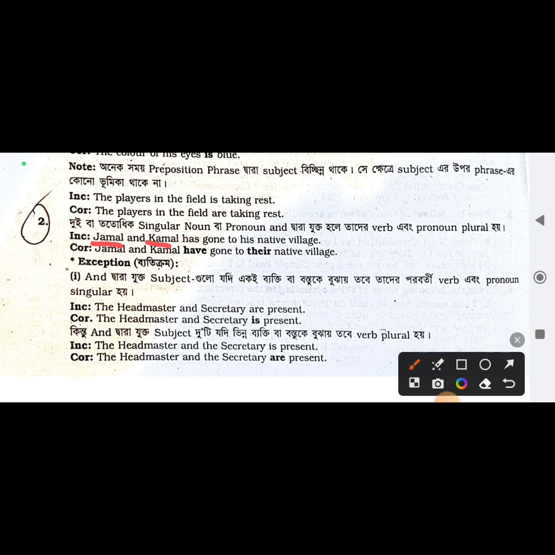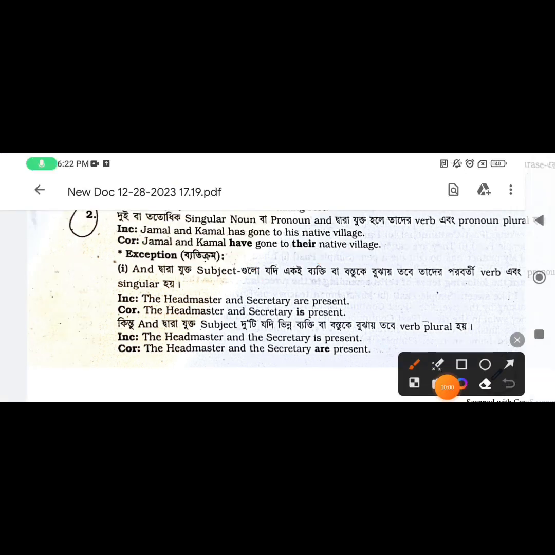That is the incorrect one, and the correct one is Jamal and Kamal. Here there are two people, so it will be plural. So have is a plural word, and there is also plural. So Jamal and Kamal have gone to their native village. Have is used, and there is also used. In the rule, there is also an exceptional part.